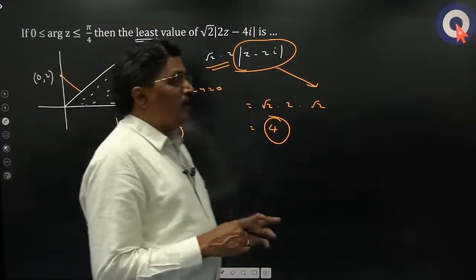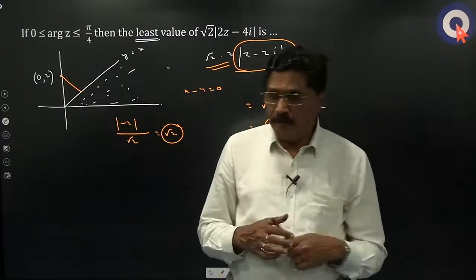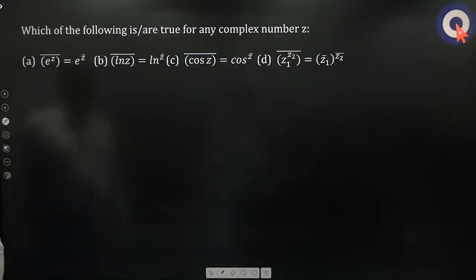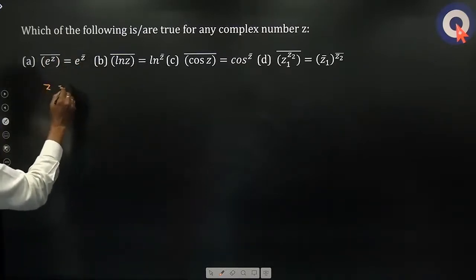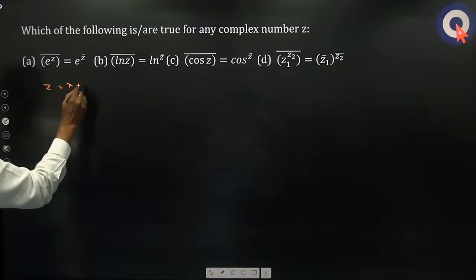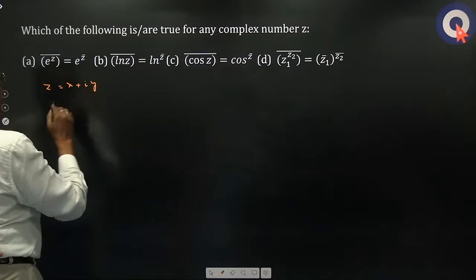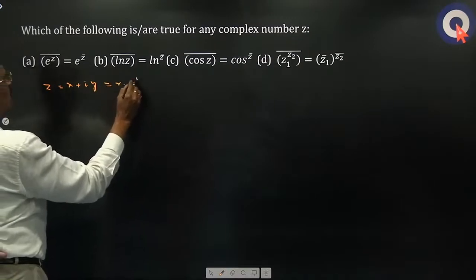So the geometric interpretation will save a lot of time and we can do it quite quickly. Which of the following is false or true for any complex number z? All right. Let z be, let us say, x plus iy, and so that r into e to the power of i theta, that also we can write.